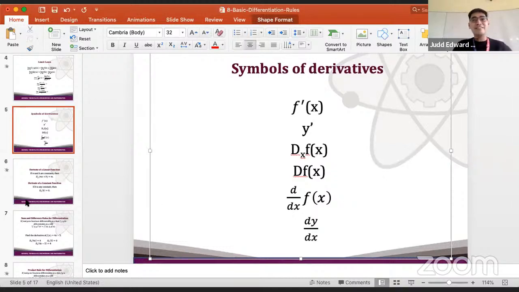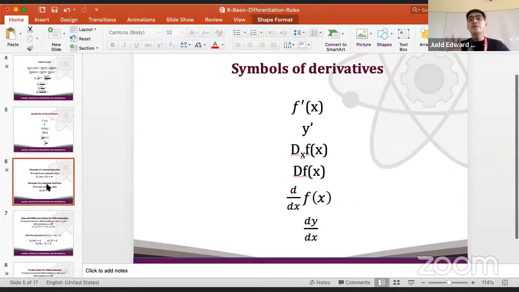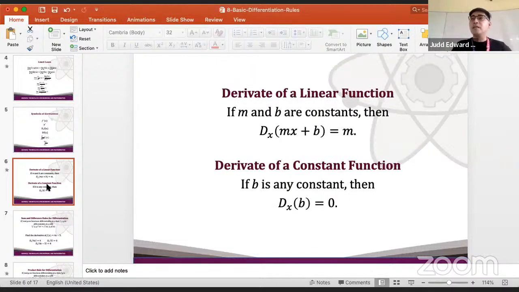Okay. So, these are the different derivatives of different functions. So, pag sinabi nating linear function, y is equal to mx plus b. Therefore, if we are given y is equal to mx plus b, remember that the derivative of y is y prime. And it is also equal to dy over dx.